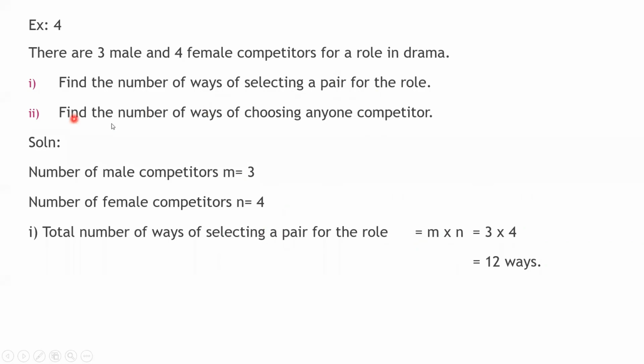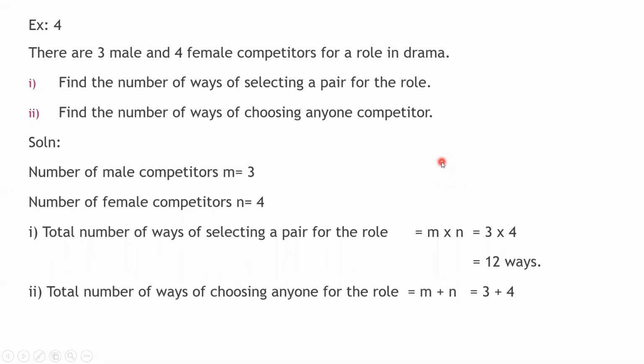Second case we'll take: find the number of ways of choosing any one. Means it is not simultaneous now. It is any one we have to take, okay, or. So total number of ways of choosing any one for the role will be M plus N, equal to 3 plus 4, that is 7 ways. I think in this problem you understood when to use product and when to use sum. Because only one we are supposed to select, that's why we are adding. Both simultaneously we are taking, then we need to multiply.